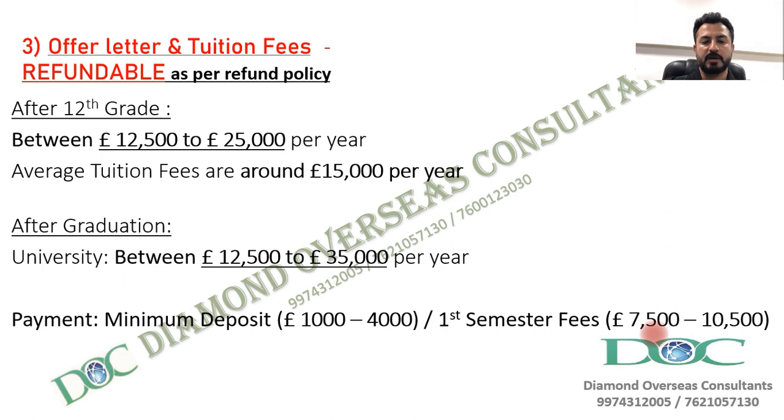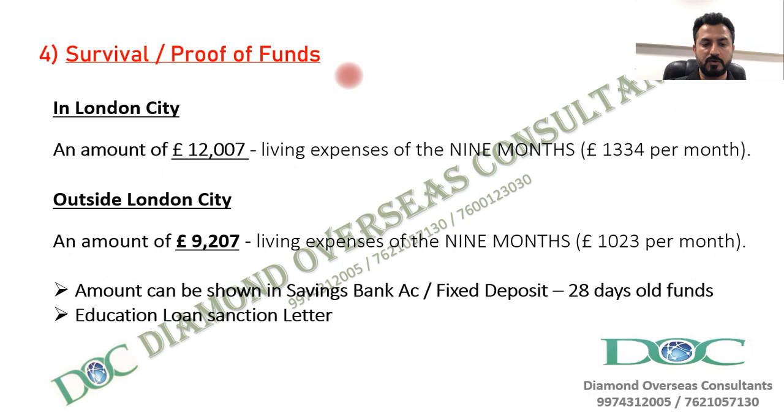Let's talk about the survival and proof of funds that you need to show in the UK. So if you want to live in the City of London, you need to show about £12,007 for your survival in the UK for a period of 9 months. So in short, you need to have £1,334 per month for your survival in London.